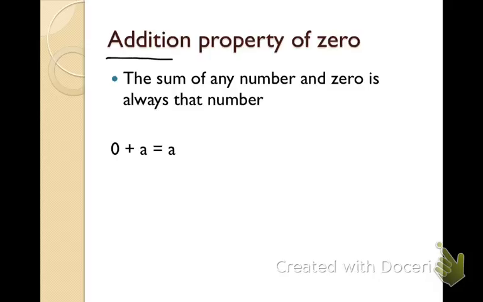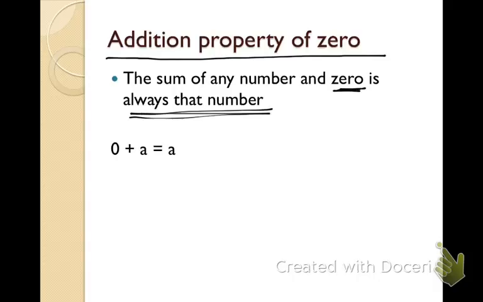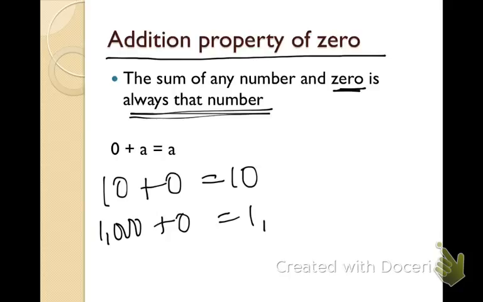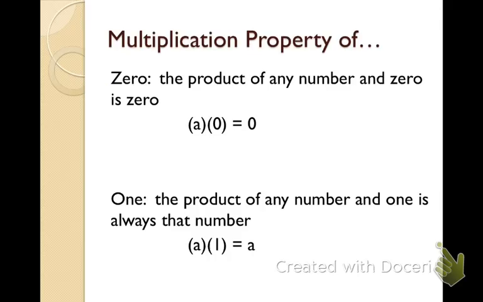So in your notebook, you should have written the additional property of 0. So what that means is the sum of any number and 0. When I add 0 to anything, I'm always going to get that same number. If I add 10 plus 0, I'm still going to have 10. If I add 1,000 plus 0, I still get 1,000. So 0 plus anything is still that anything. So go ahead and write this down. So pause the video, write it down, and then listen when you're ready to listen.